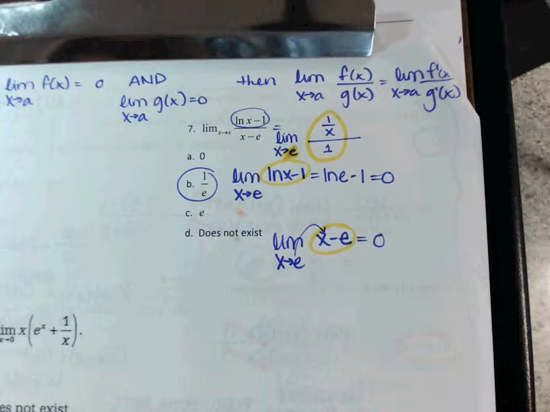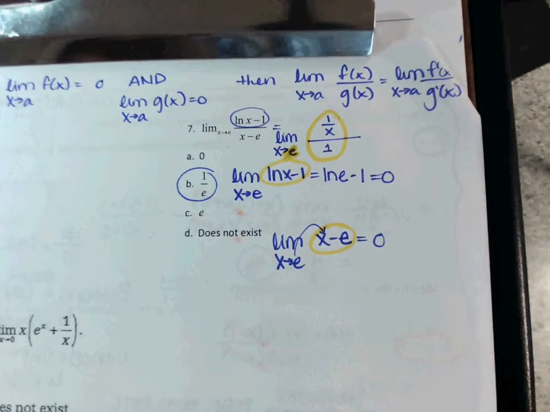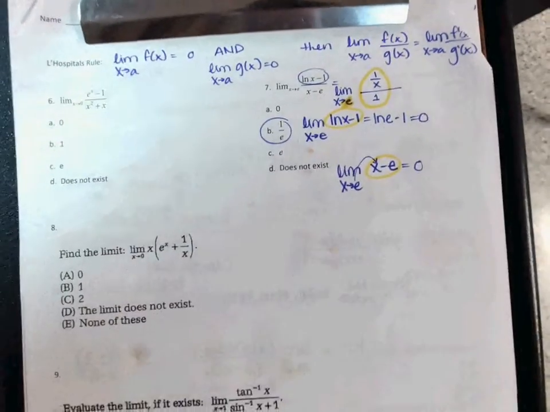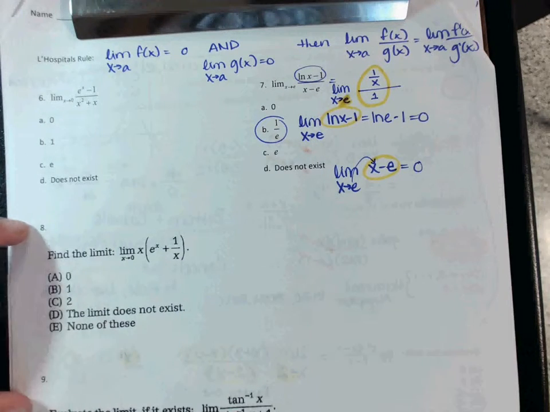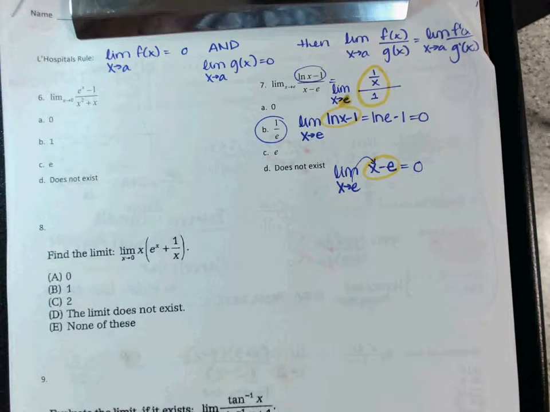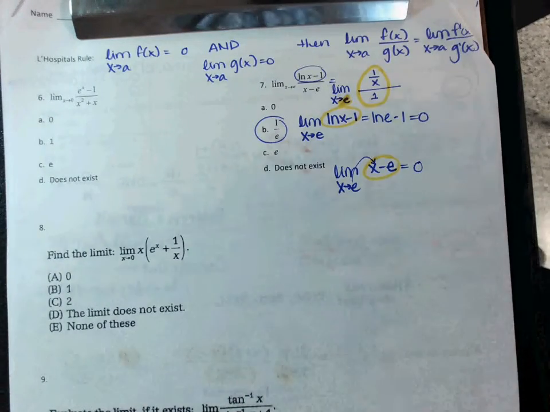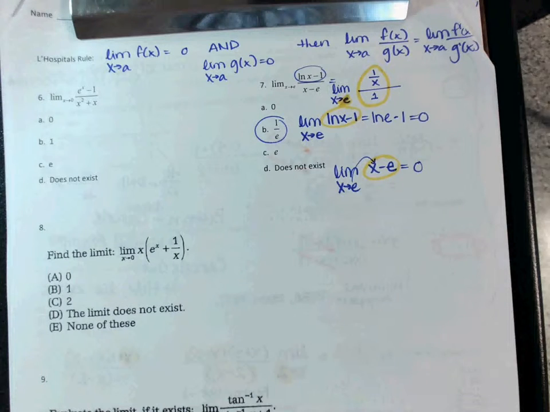Okay, take a look at number 6 right next to it. Have you done it already? Okay. And then 6, 8, and 9. 8 and 9 don't require L'Hopital's rule, but I want you to try them. You're going to have to think outside the box. You're going to have to try to fix it, but it's not L'Hopital's rule. 6 is, but 8 and 9 aren't.